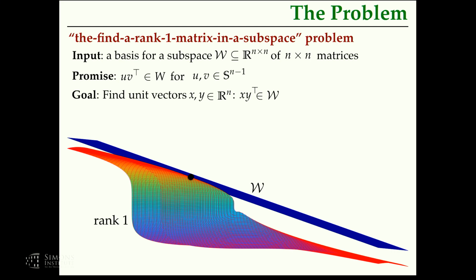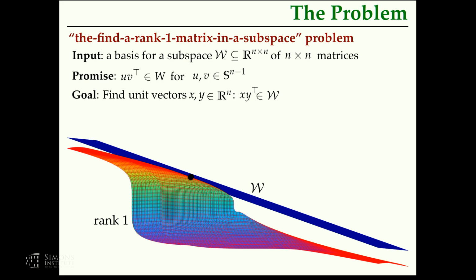Great. So in this problem, you're given a basis that spans a linear subspace of n by n matrices. And you're promised that there is a rank 1 matrix which is completely contained inside the subspace. This rank 1 matrix is described by two unit vectors u and v, and there is some uv transpose that you're promised lives in this subspace W, which is given as input to you. Your goal is to find some rank 1 matrix described by some unit vectors x and y, so that xy transposed is in this subspace W.